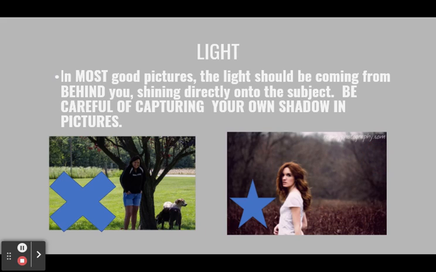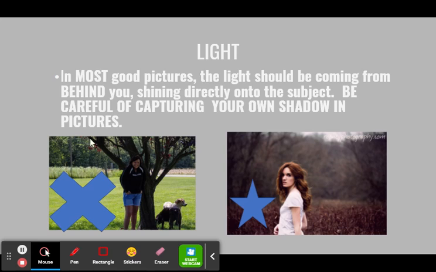Very, very important in photography is the light. In most good pictures, the light should be coming from behind you, the photographer, shining directly onto the subject, whatever it is that you're going to be taking a picture of. Of course, there are always exceptions to the rule if you're trying to get a different kind of trick shot. But pretty much 99% of the time, you want the sun to be shining onto the subject and to be behind you. The one thing you have to be careful of is not to get your shadow in the picture. The one on the left here is not a good picture because she's in the shade. You can't see her very well. Her face is shaded. And this one is the right one because the light is shining where it should be.